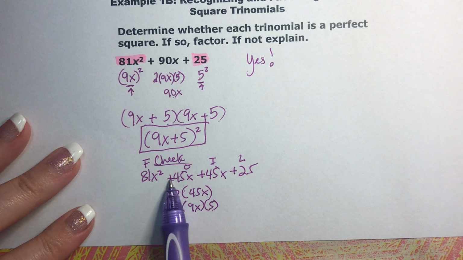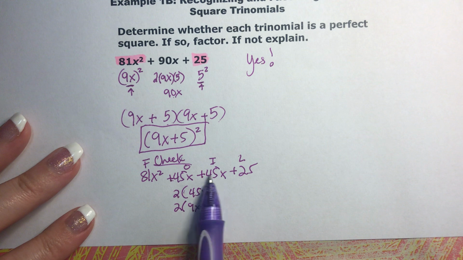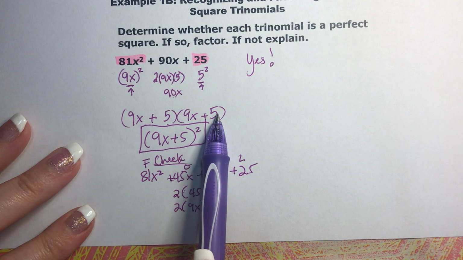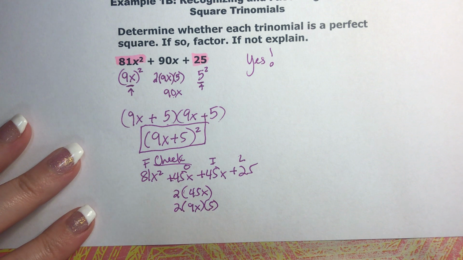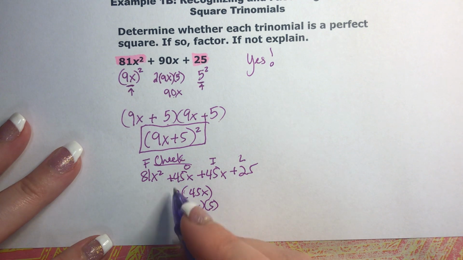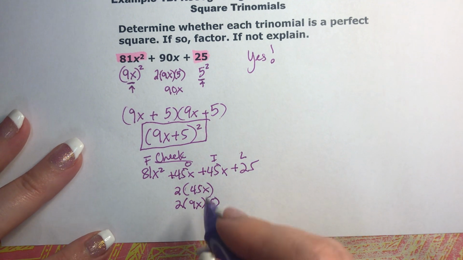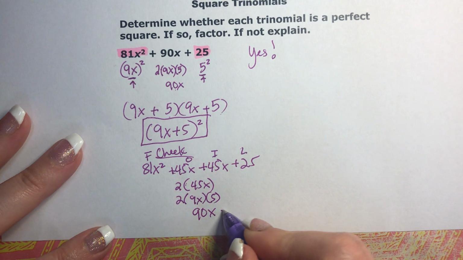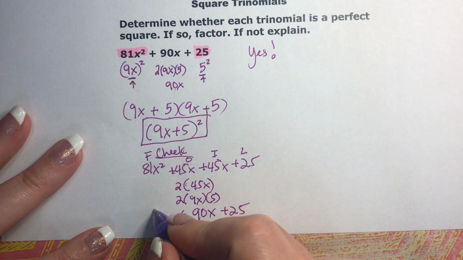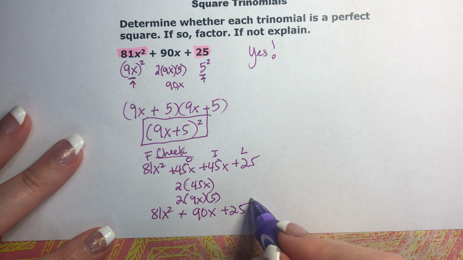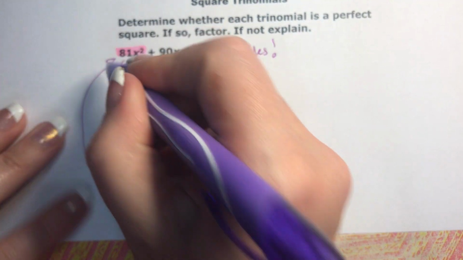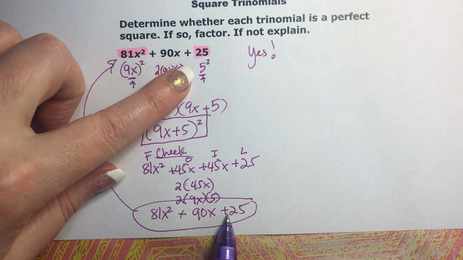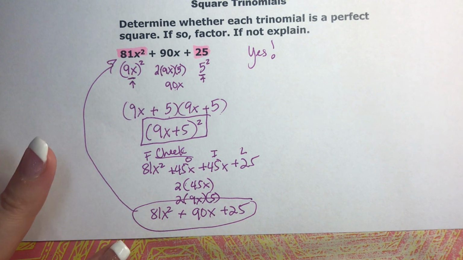The outside and the inside term for a perfect square trinomial have to be the same, because 9x times 5 is 45x, and 9x times 5 is 45x. Okay, so this 45x plus 45x is 90x, plus 25, plus 81x squared. Is that the same thing? We got 81x squared plus 90x plus 25. Woohoo! Yes, it is. So there we go.